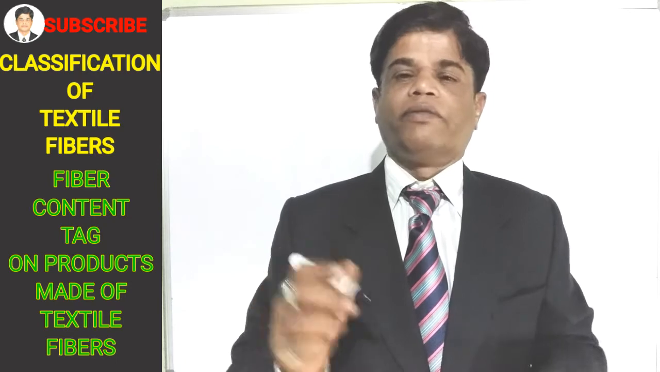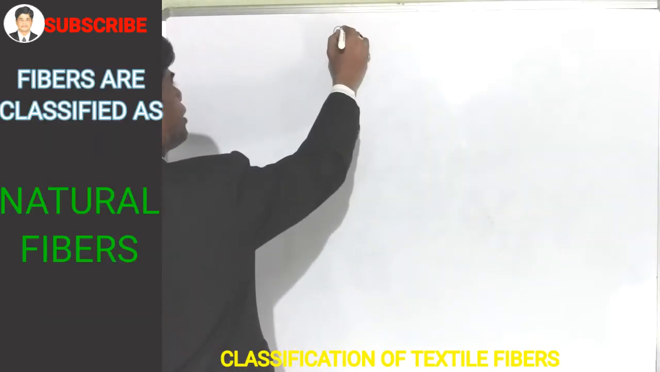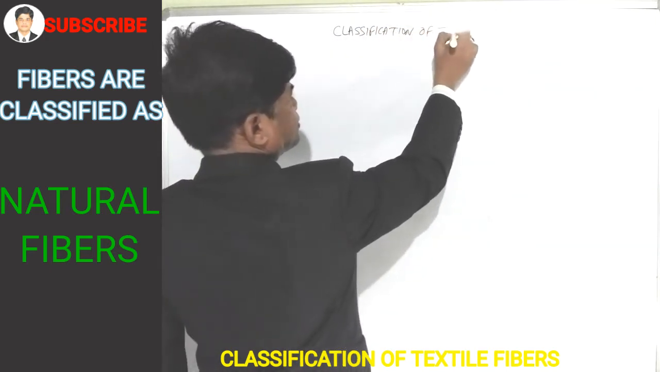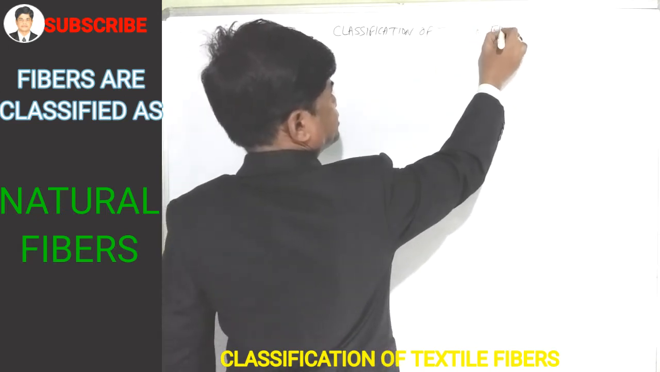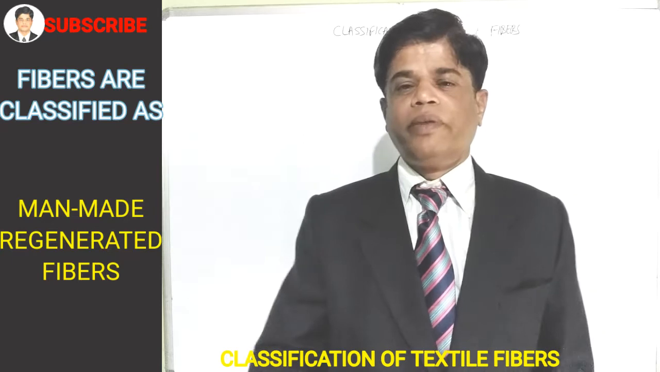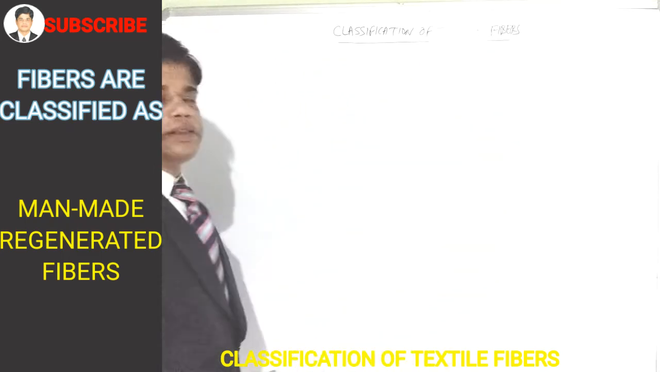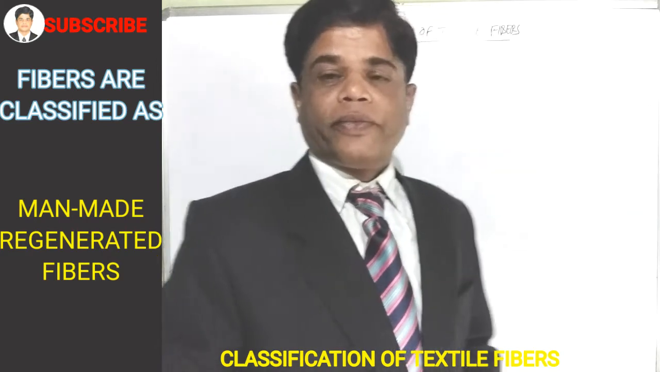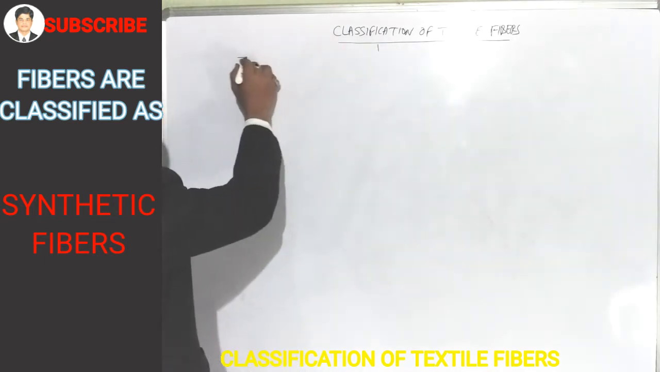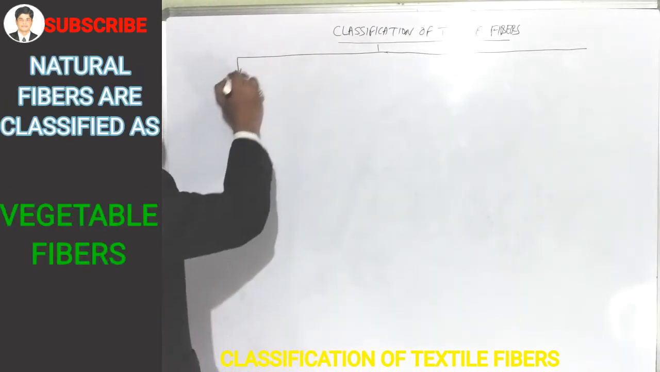The product is made of what fibers? What types of fibers are there? Classification of textile fibers. In diploma, handloom technology, diploma technology, MTech, BTech, BE, whatever it is, the first topic is classification of textile fibers. But I am comparing this classification with the present technology, the present market. The present classification of textile fibers is, first, natural fibers, you know this. I am writing here.